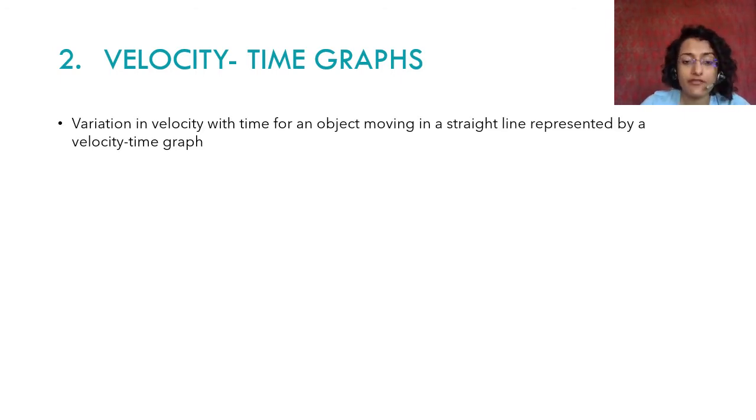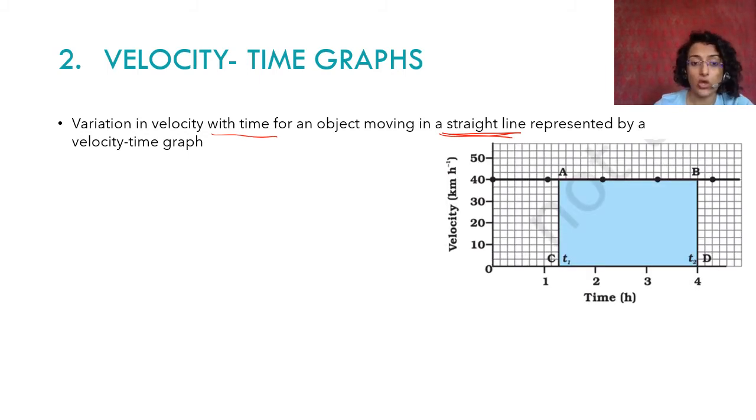Variation in velocity with time for an object moving in a straight line is represented by a velocity time graph. When it moves in a straight line, velocity is equal to speed, right? And distance is equal to displacement. So it is represented by a velocity time graph like this. In this case, this is uniform motion, right?